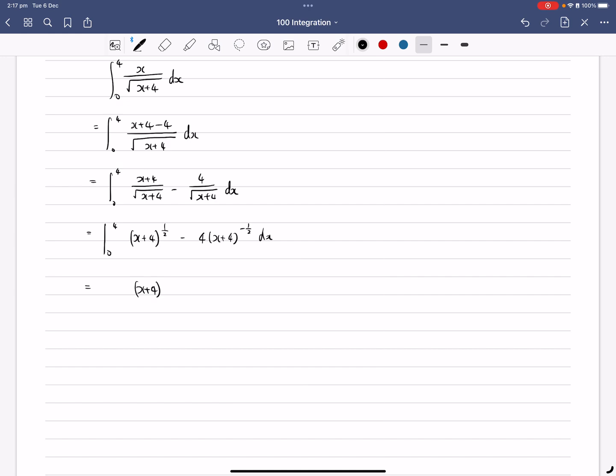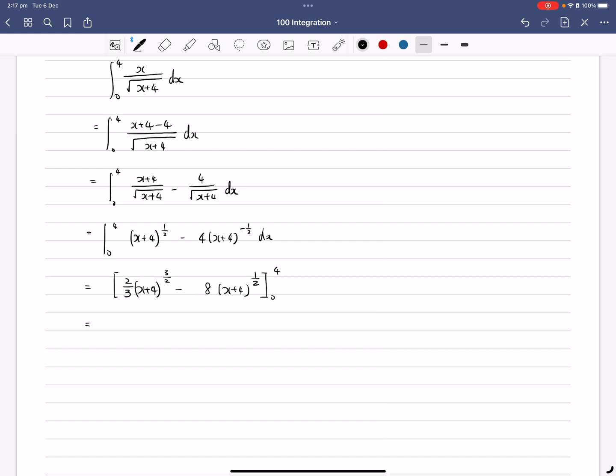Plus the power by 1, that gives us 3 on 2, and put the reciprocal, which is 2 on 3, right in the front. Same thing applies to this one. Plus the power by 1, that gives you positive half. Find the reciprocal of positive half and times it to the front, and that should give you 8. So minus 8.